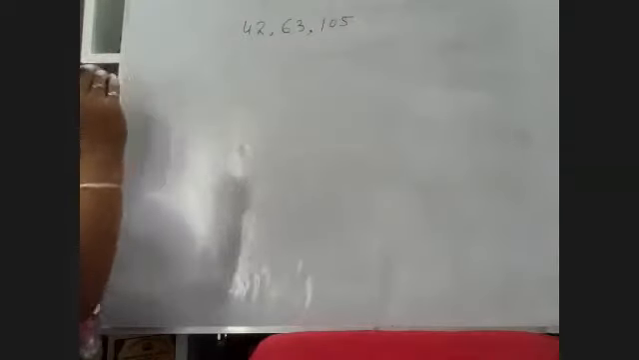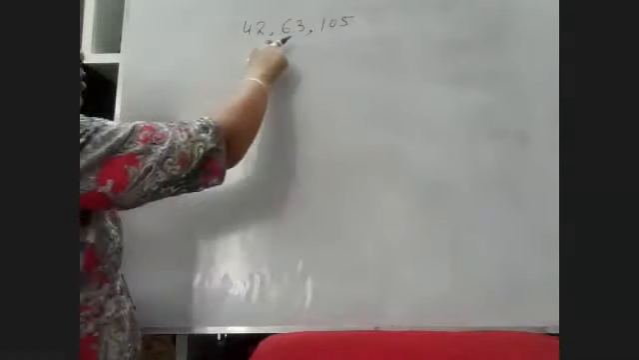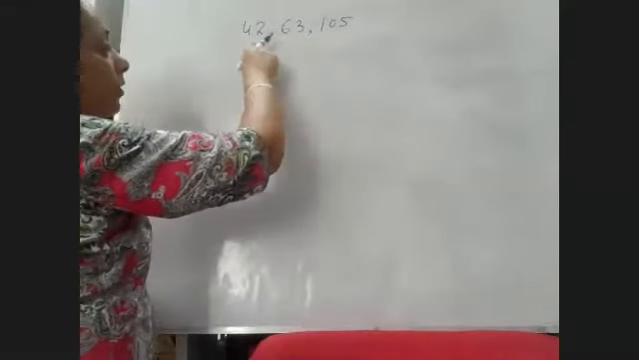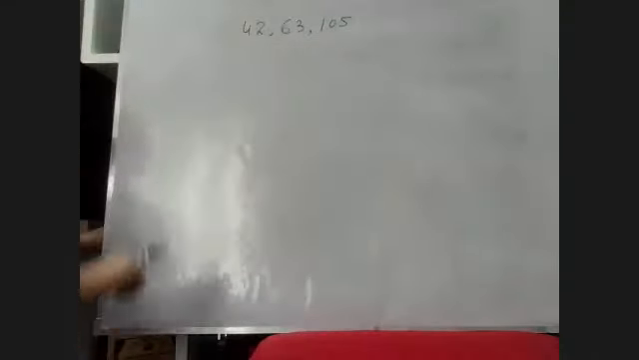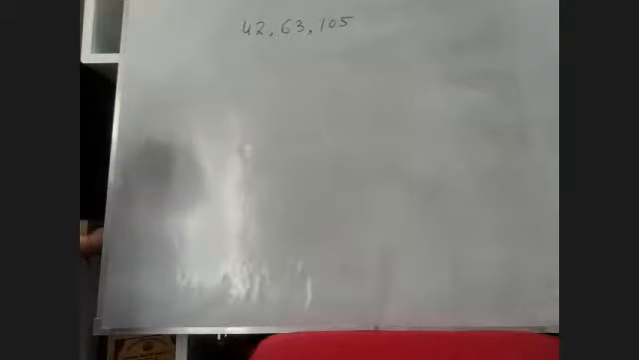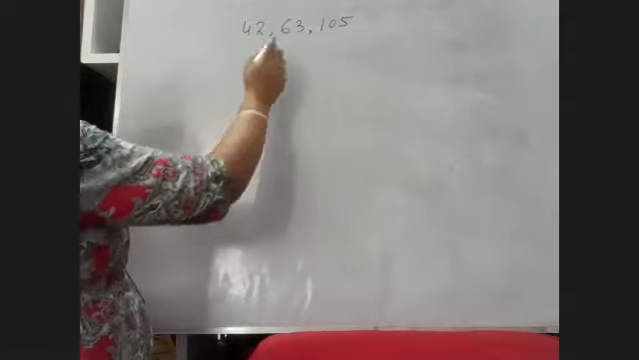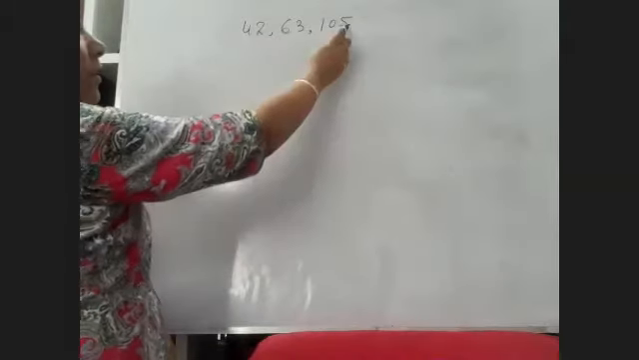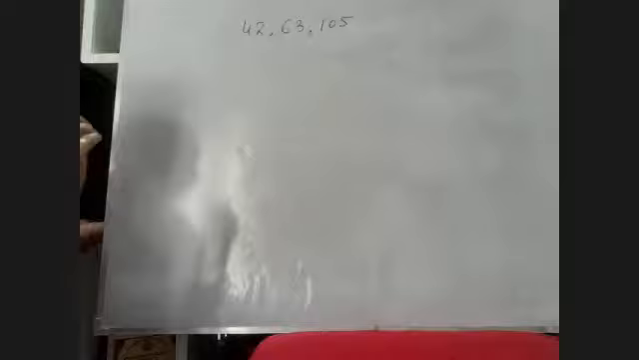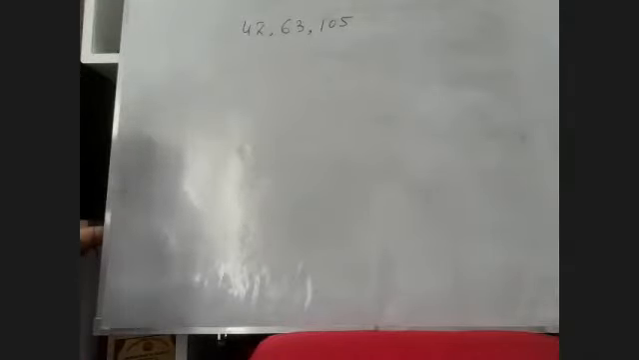By divisibility test, just check, these all are multiples of 3. Now you can check this fact by divisibility test. 4 plus 2, 6. 6 plus 3, 9. 5 plus 1, 6. So these all are divisible by 3. So it means 42, 63, and 105, these all three numbers are multiples of 3. So in the first step, we will divide by 3.